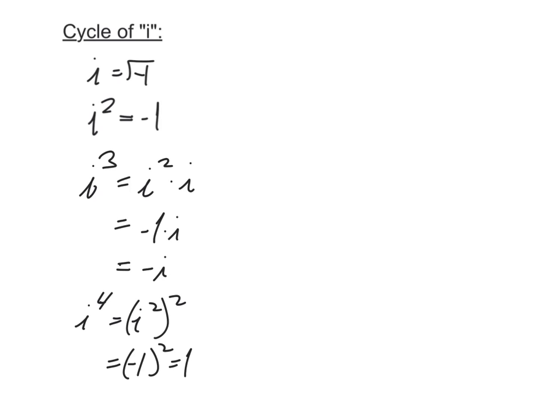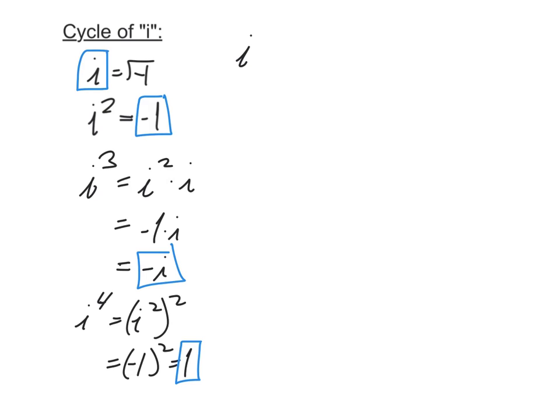And now we see that when we get to i to the 5th, it'll be i to the 4th times i. And we will run through this cycle of i, negative 1, negative i, and 1 over and over and over again. Now we can use those first two to help us with any bigger power.